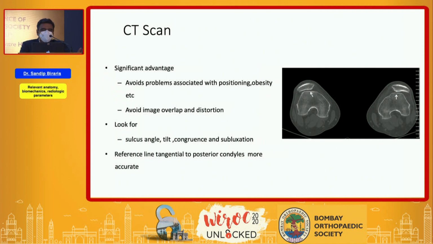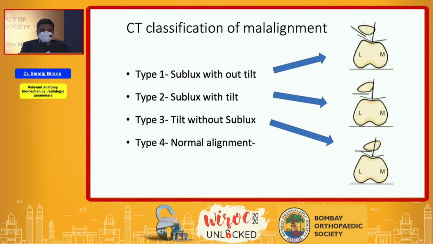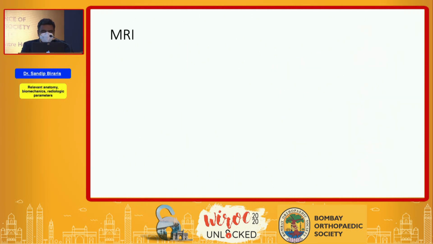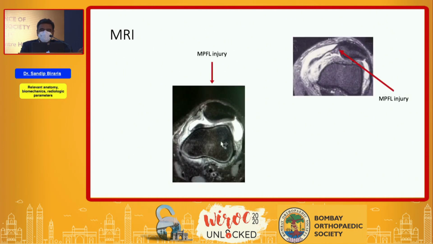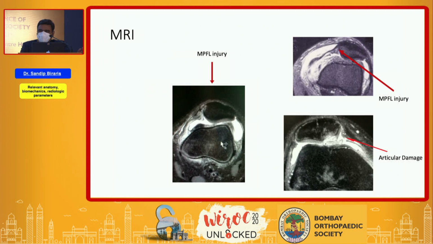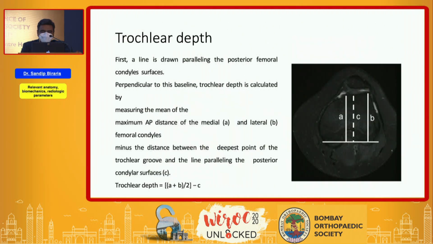CT scan also helps in giving more important parameters like X-rays or MRI. There is a classification based on CT of the malalignment. Then let's look at the MRI. MRI helps in knowing the soft tissue injuries like MPFL injury, or if there is any osteochondral or articular damage. Another parameter which can be checked on CT scan as well as MRI is trochlear depth. Connect the posterior condyles, then take the deepest point of the trochlear groove, and that should be subtracted from the mean of the medial and lateral femoral AP diameter. So that gives trochlear depth.